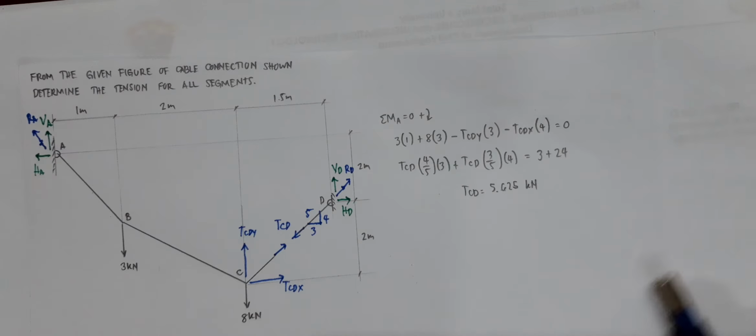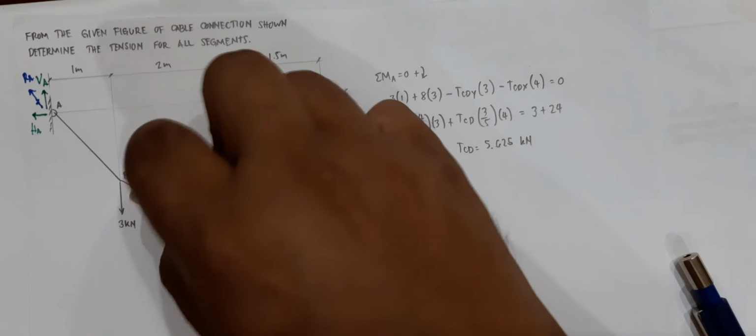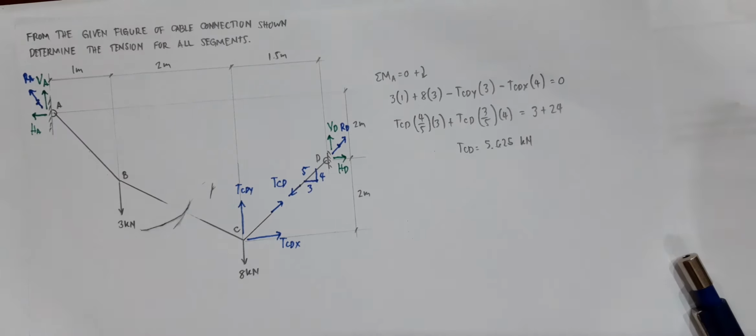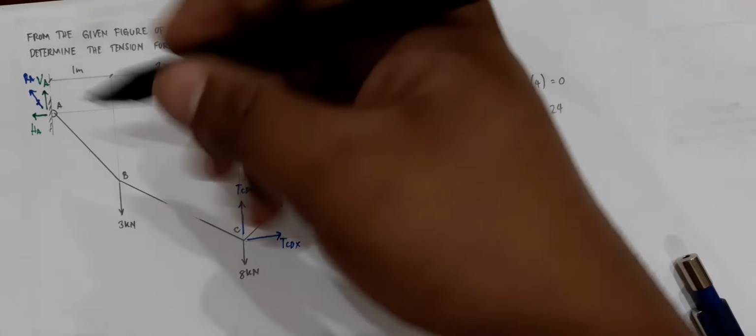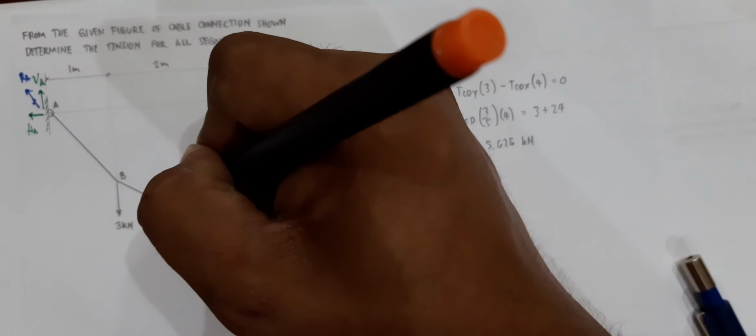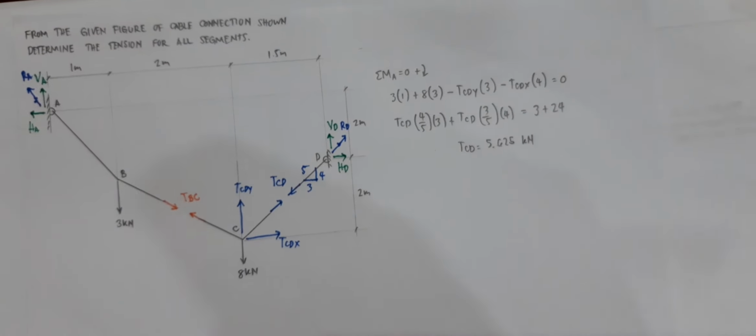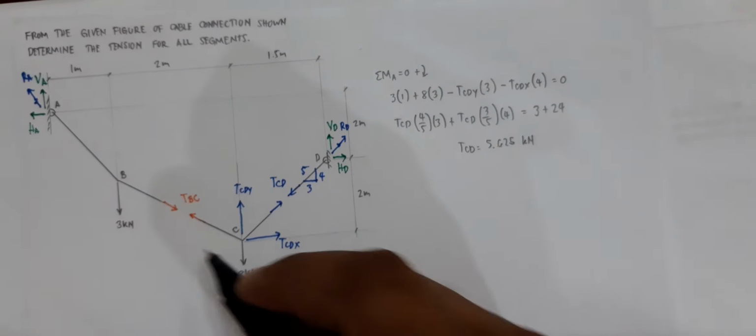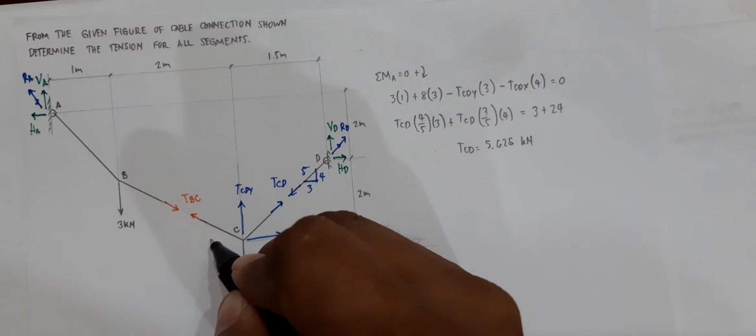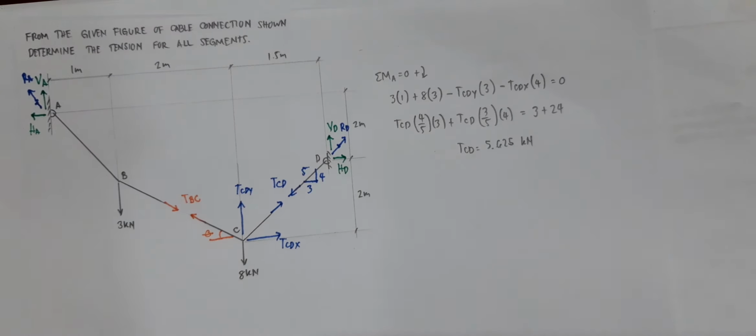the next cable. Okay, so if you were to cut again the cable here, exposing the tensile force acting on that particular cable, you have here your tension BC. Okay, next, we do not have any inclination for that one. So let's just assume that it would be inclined at an angle of theta with respect to the horizontal.